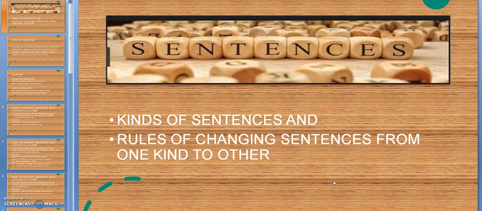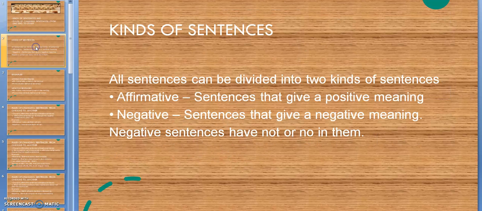Now, before I begin with today's lesson, I want to convey to you that all the 4 kinds of sentences can be further divided into 2 different kinds. That is, affirmative sentences that give a positive meaning, or a negative sentence, that is, sentences that give a negative meaning.